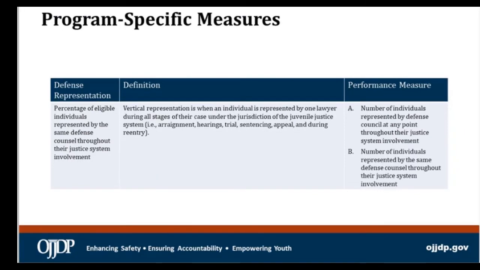Percentage of eligible individuals represented by the same defense counsel throughout their justice system involvement. An individual represented by one lawyer during all stages of their case under the jurisdiction of the juvenile justice system is called vertical representation. For this measure, you will first provide the number of individuals represented by defense counsel at any point throughout their justice system involvement, which is line A, and then the number of individuals represented by the same defense counsel throughout their justice system involvement, which is line B. To calculate this measure, you will divide data point B by data point A.